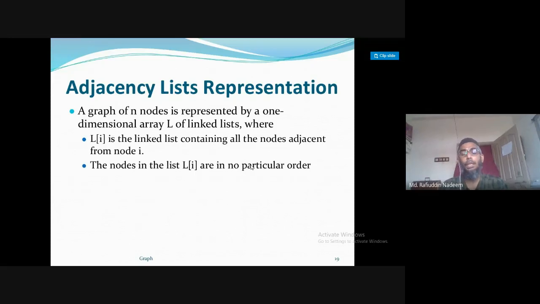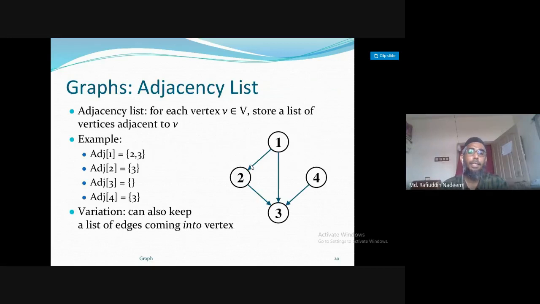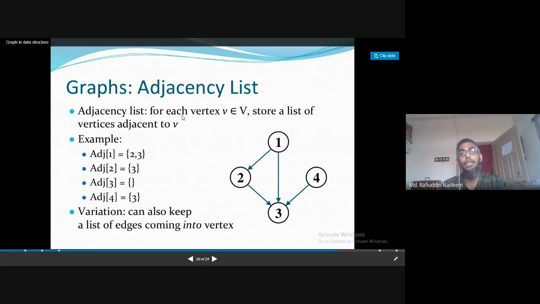There won't be any particular order here. There will be a different order. So, for example, here you observe that in an adjacency list, each vertex V stores the list of vertices adjacent to V. For example, who is adjacent to 1? 2 and 3. Adjacent of 2 is 3. Adjacent of 3 is null, and adjacent of 4 is 3.